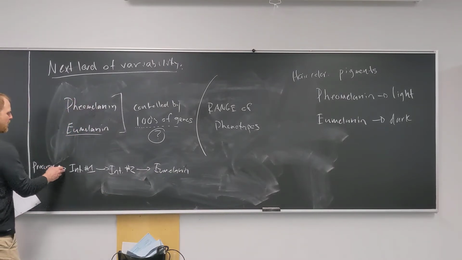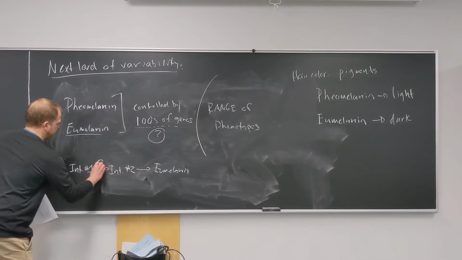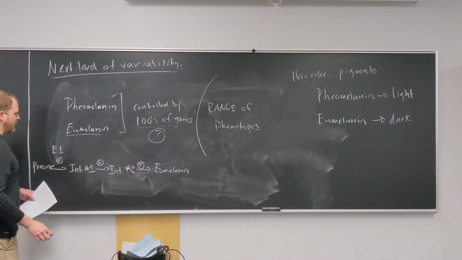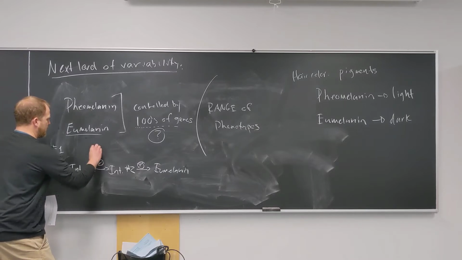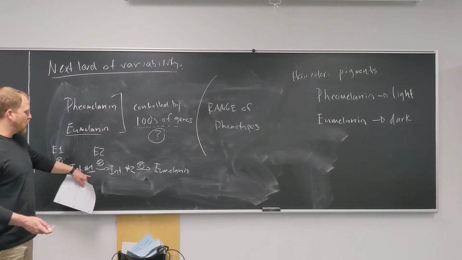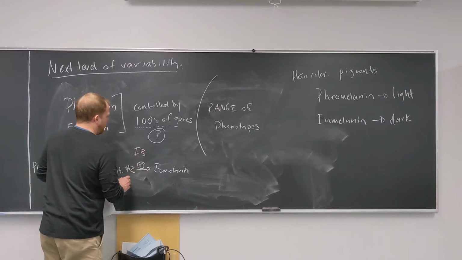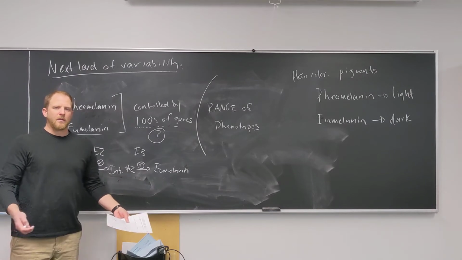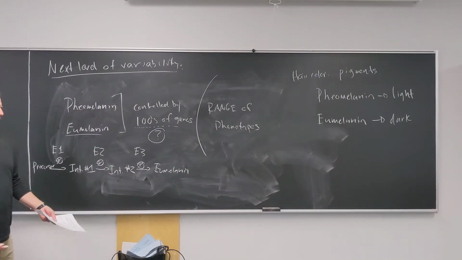But remember that each one of these steps is an enzymatic reaction. There's an enzyme here, we'll call it enzyme 1, that regulates the conversion of the precursor to intermediate number 1. Enzyme number 2 catalyzes the conversion of intermediate number 1 into intermediate number 2. And then there's yet another enzyme that finishes the process off and converts intermediate number 2 into eumelanin. This is a standard, boiled-down way to look at biochemical enzymatic reactions in cells.